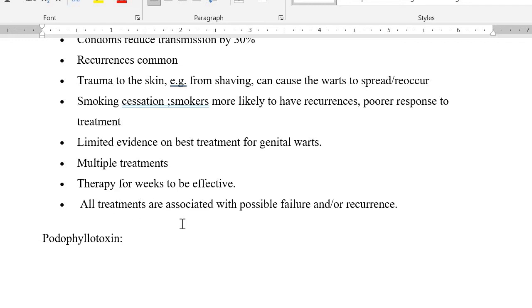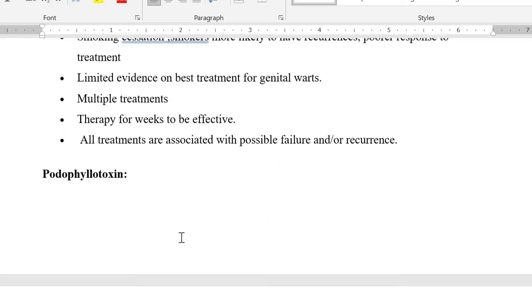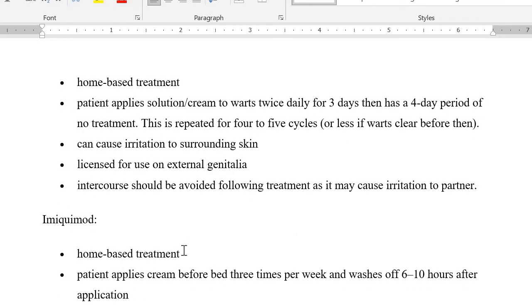It will take a long time, okay? And all treatments are associated with possible failure and/or recurrence. Like one drug that can be used is podophyllotoxin. Podophyllotoxin, so this is home-based treatment.